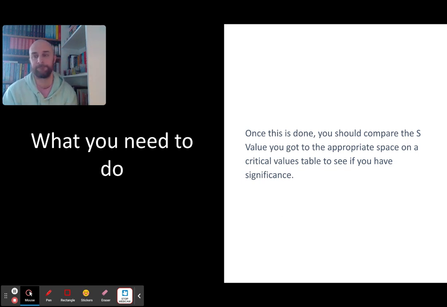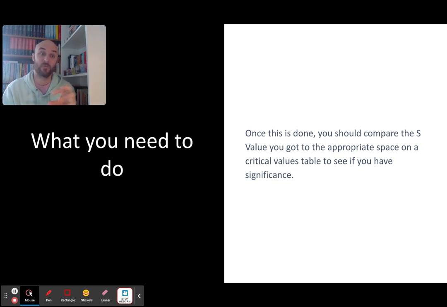Now, critical values are for a different video. Watch the inferential test video because you need to know what a critical values table is. All you need to know is that every stats test crunches down loads of numbers and produces one single number. For the sign test, that's called the S value.